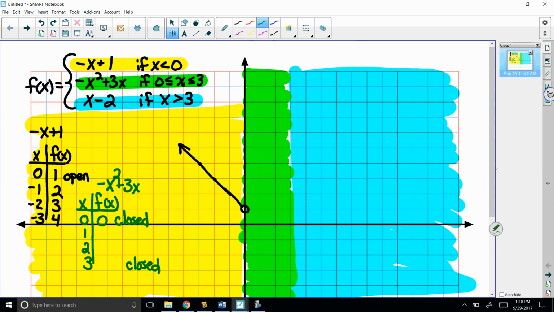So if I put 0 in, what do you get? 0. That's a nice one to do. If you put 1 in, 1 squared is 1, then it becomes -1 plus 3, which is 2. If I put 2 in, you're going to get -4 plus 6, which is 2. If I put 3 in, you're going to get -9 plus 9, which is 0. So I plot those points. I have a closed circle, 0, 0. I have the point 1, 2. So at 1, I get 2. Can you see that green point there?